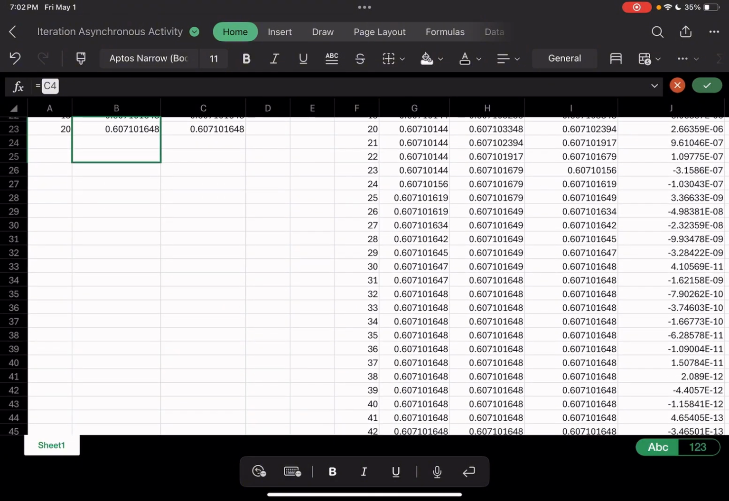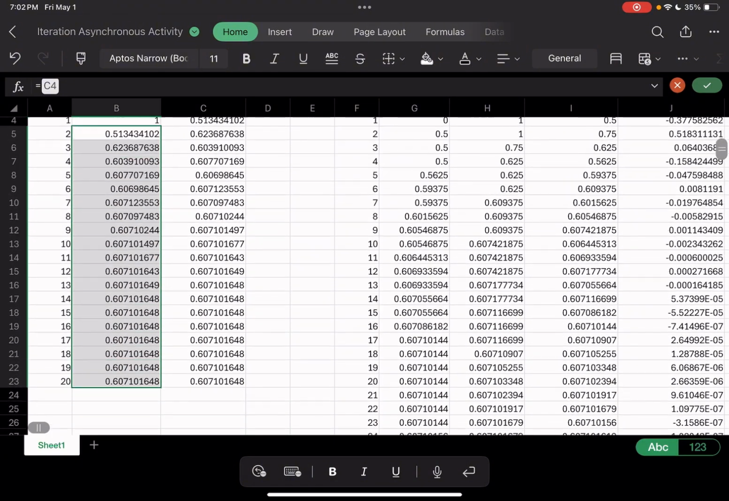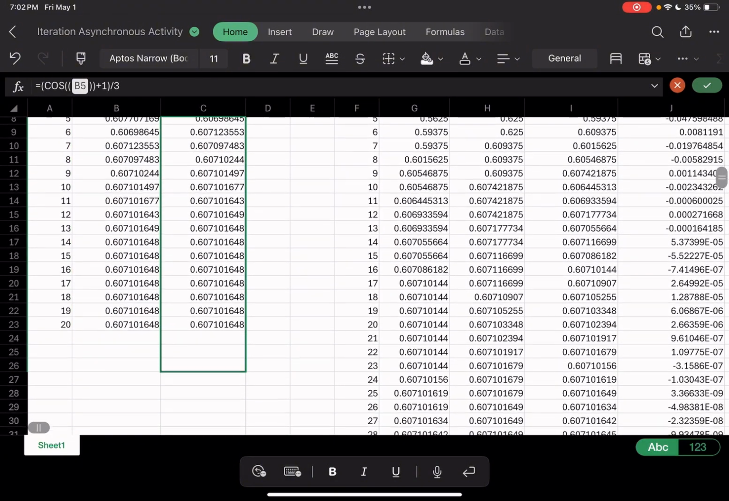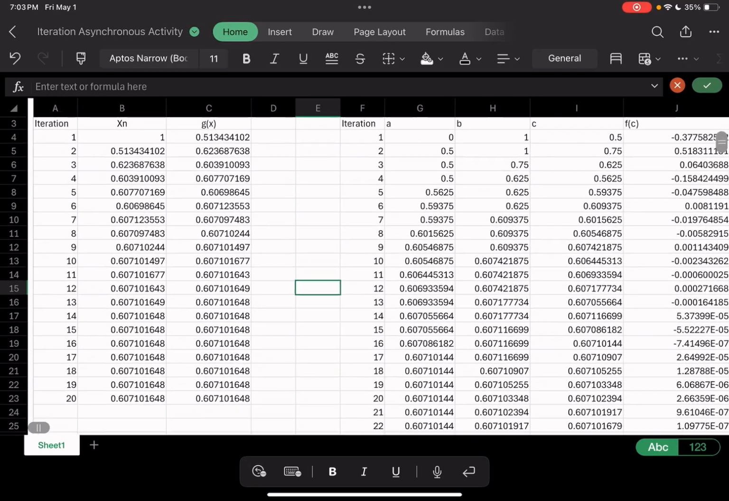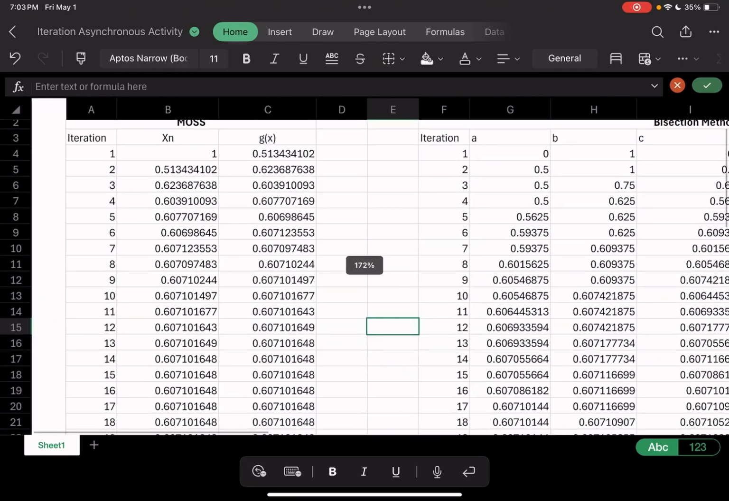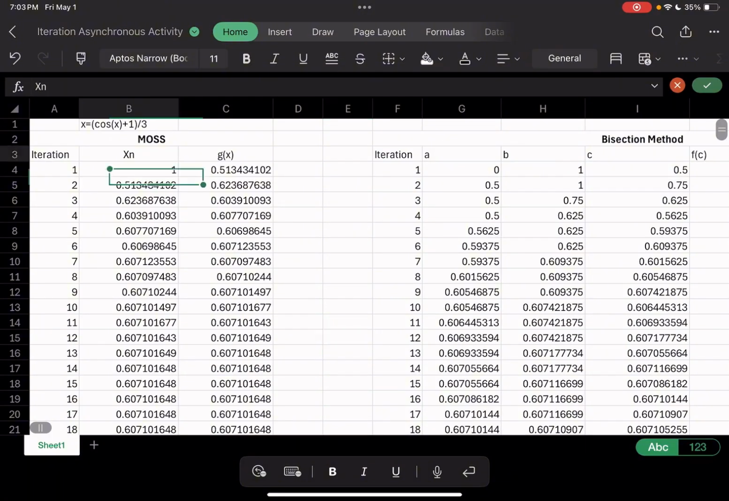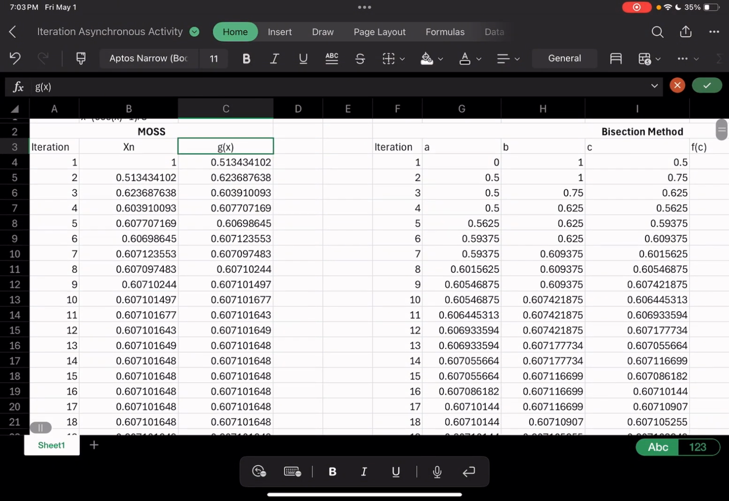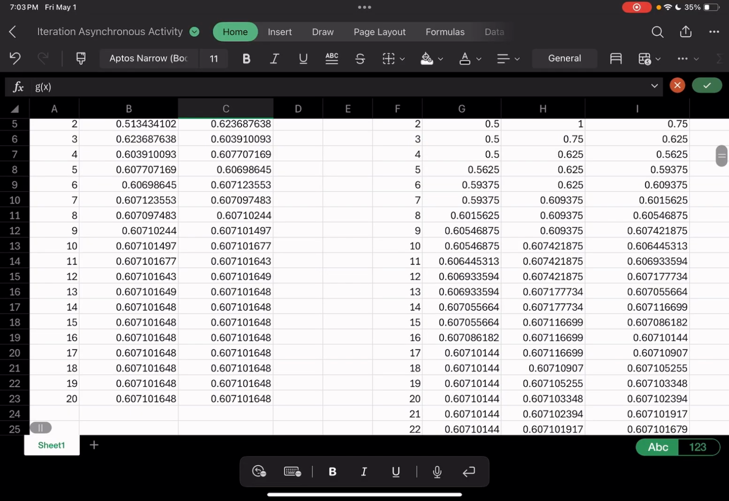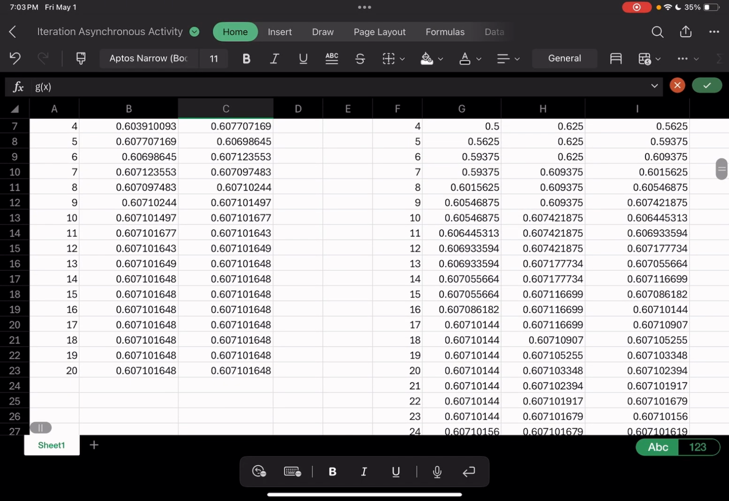Drag that down in order to apply the same formula for the next numbers, just like what I'm doing right here. And this one too, drag this down. So for this method, we need to equate our x sub n and g of x wherein they are equal with each other. As you can see right here, in the 14th iteration, our x sub n and our g of x are already equal with each other. So that means this is the root of our equation.